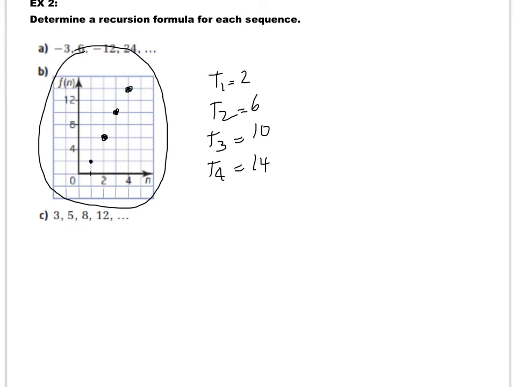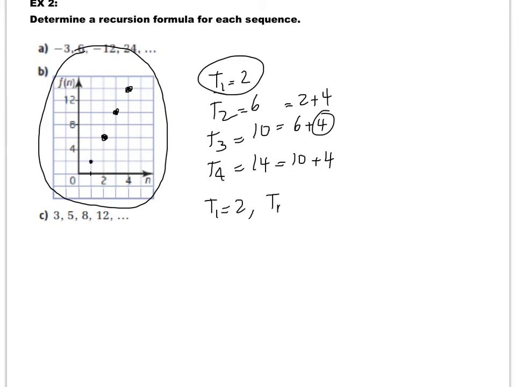Now, if you look at all the y values here, you can write 14 as 10 plus 4, 10 as 6 plus 4, 6 as 2 plus 4. You can see that every term is the previous term plus 4, except the first one is already set to be 2. So our recursive definition is t1 is equal to 2, and tn is tn minus 1 plus 4.